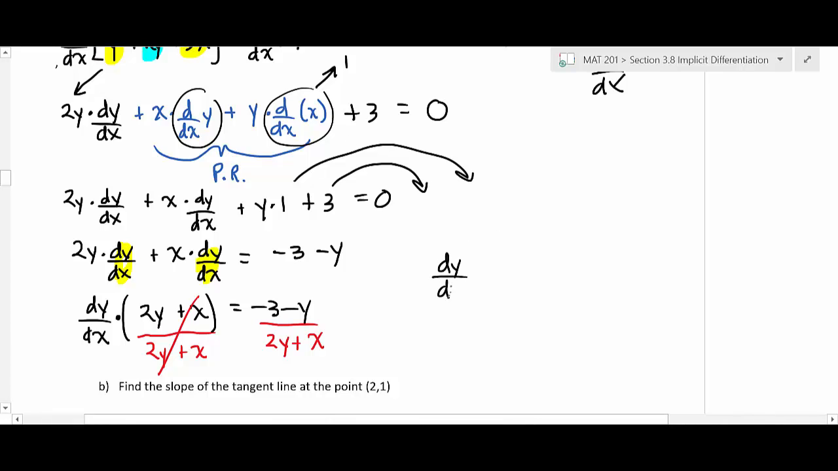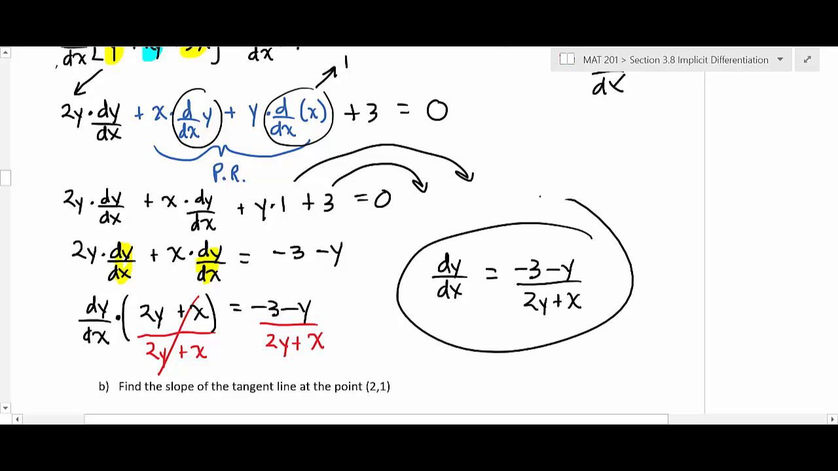You just dy over dx. You could factor a negative out of the top, but you don't have to. So we'd have that, and then we could have 2y plus x. That's fine. Okay, that's your derivative right there. Okay, that's the algebra. The algebra is not too bad on this level of a problem.